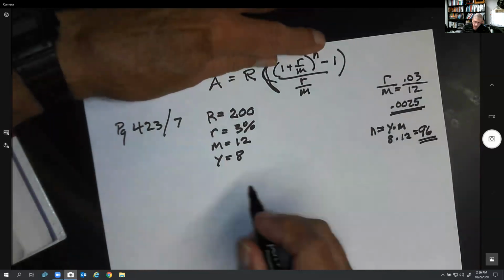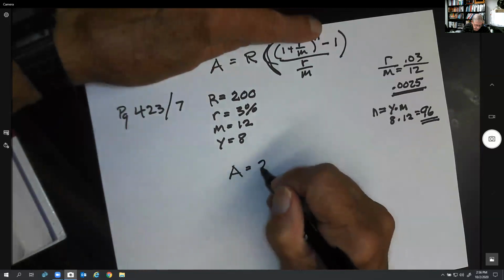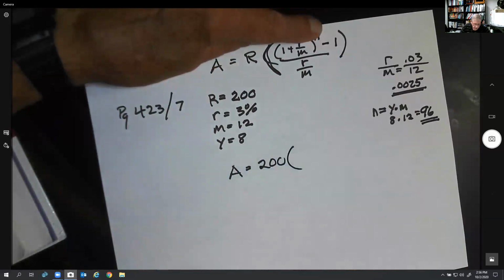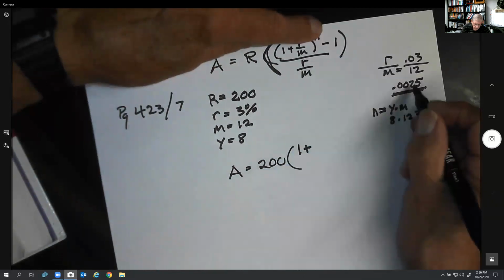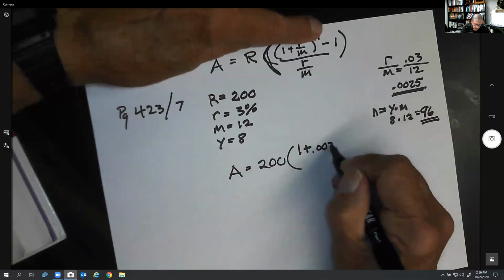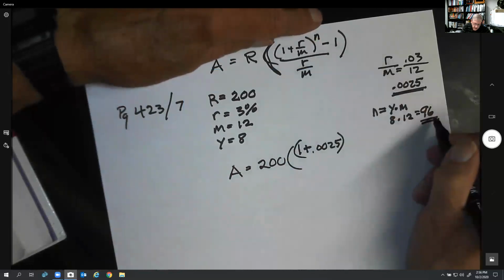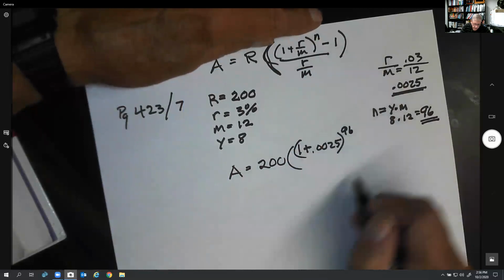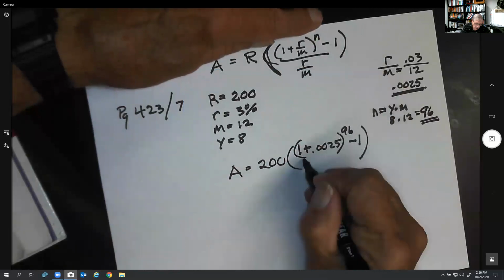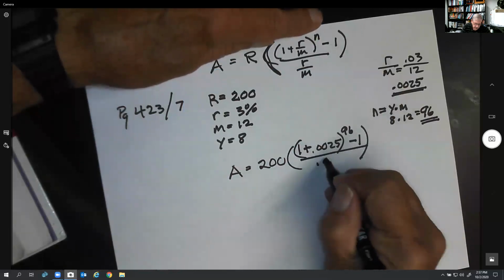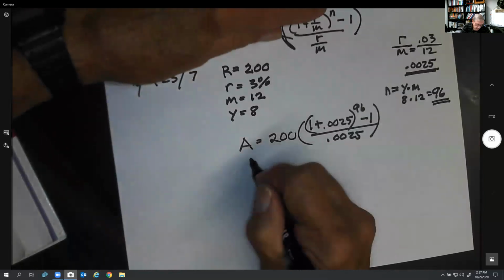So now we can fill in our formula. I'll put it down here. A equals R, 200. Nice number, huh? Okay, 1 plus 0.0025 in the parentheses, raised to the 96th power, minus 1, all over 0.0025 again. See, those numbers match up. So let's see what we get.